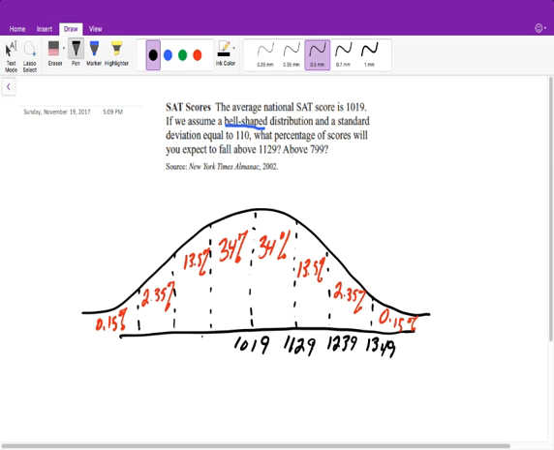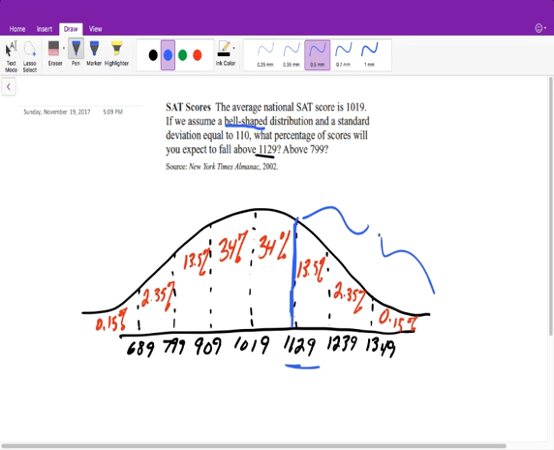All right, then from here, we subtract 110. So when we subtract 110, this will be 909. This will then be 799, and this will then be 689. So the first question says, how many will fall above 1129? So here is 1129. So this is our cutoff region. So how much will fall above it?